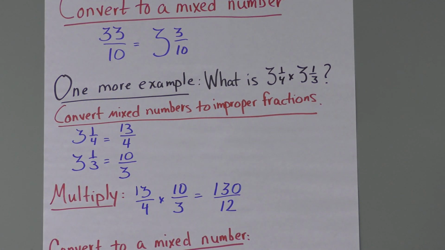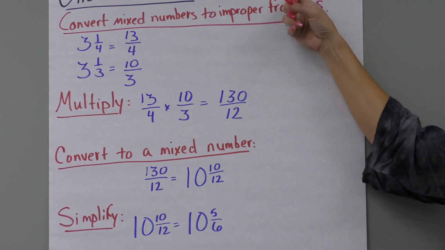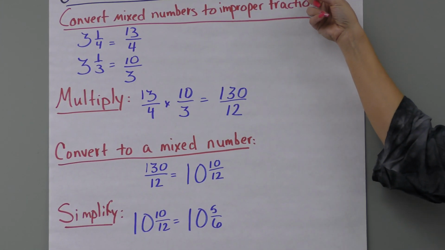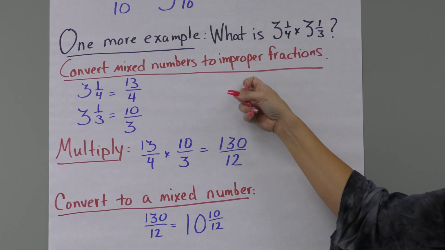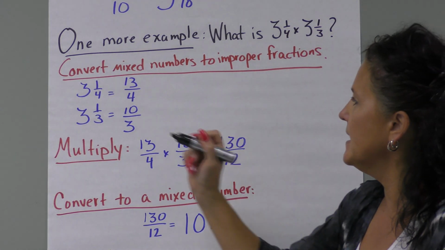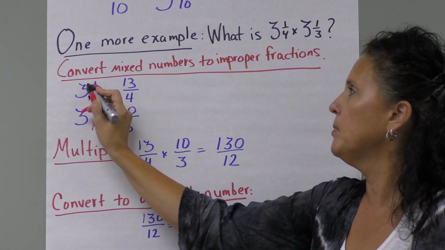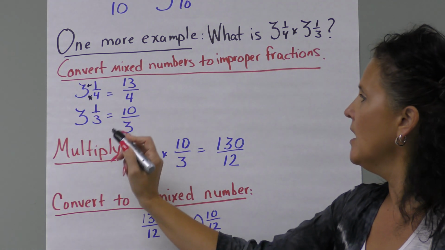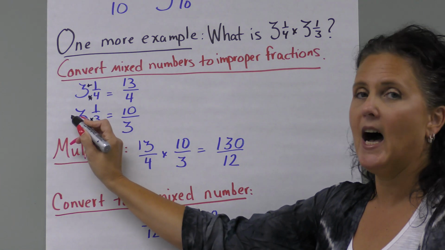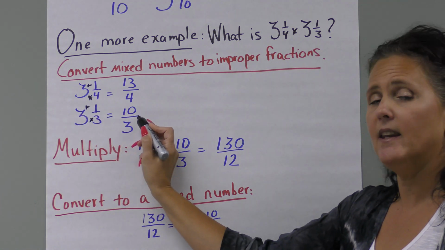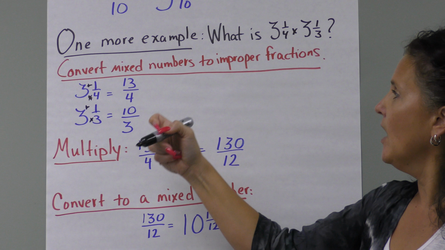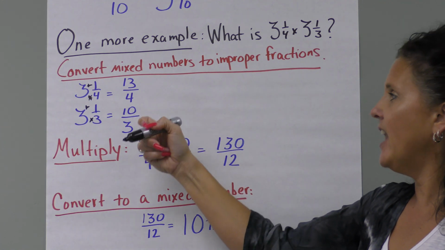Our last example is 3 and 1/4 times 3 and 1/3. Let's make these into improper fractions, convert our mixed numbers. I did this the same way. 3 times 4 right here is 12, plus 1 is 13. 3 times 3 is 9, plus 1 is 10. So we have 13 fourths and 10 thirds.